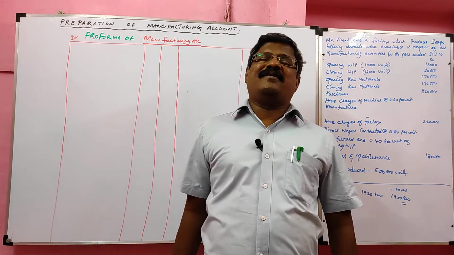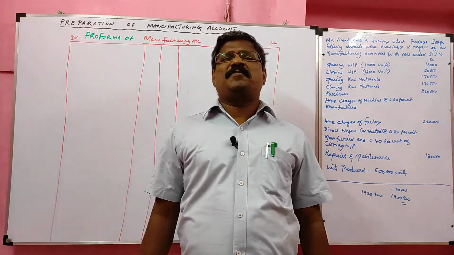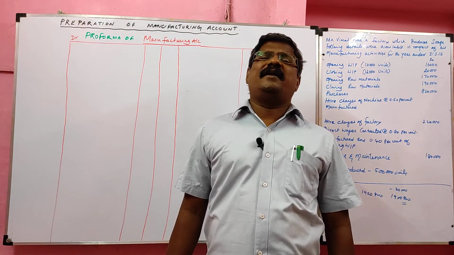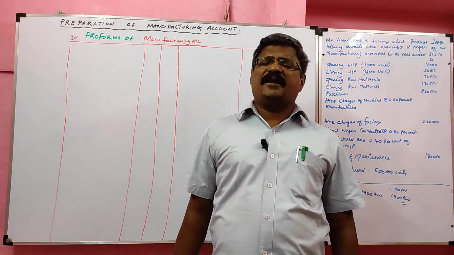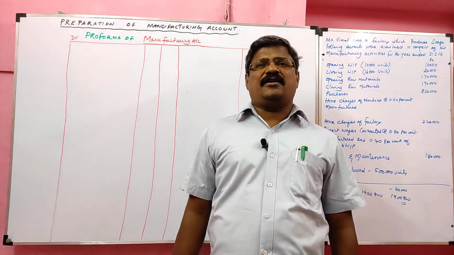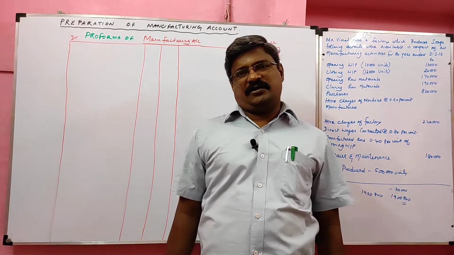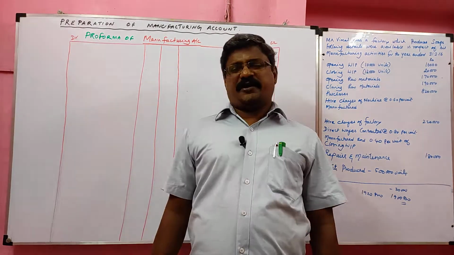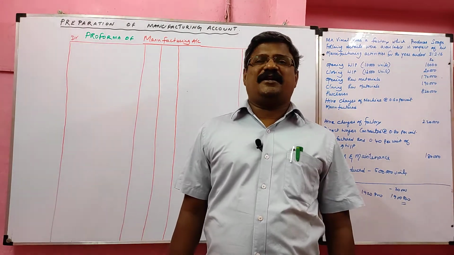Students, today we are going to learn about manufacturing account. Manufacturing account is prepared before preparation of trading profit and loss account and balance sheet. So before preparation of trading account, they will prepare manufacturing account. The balance of manufacturing account is transferred to the trading account, which is called cost of production. Today I am going to teach you the format of manufacturing account.